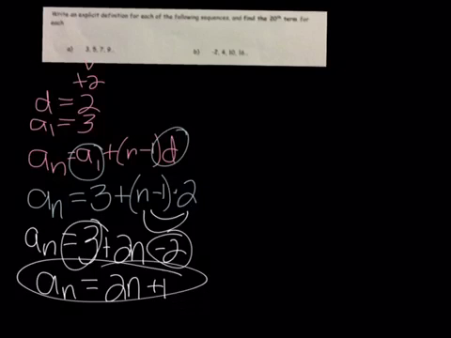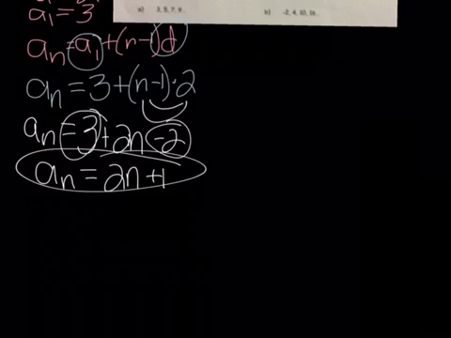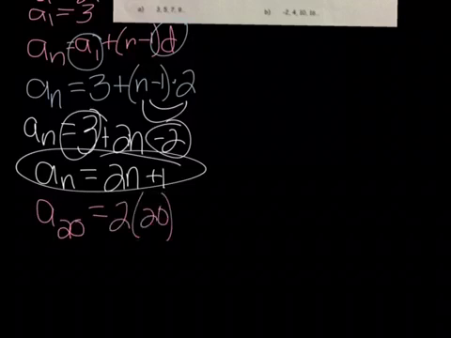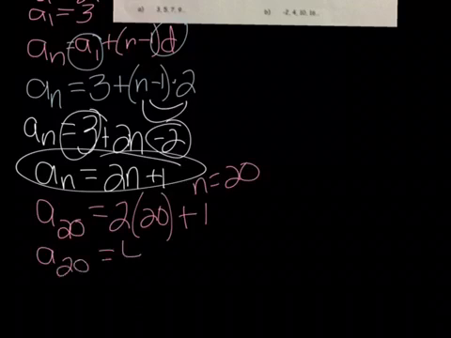Pause if you need to copy anything before I go on to find the 20th term. Finding the 20th term in this is a lot easier than in a recursive sequence, because all I need to know is that n is 20. So if I want to know a sub 20, I'm going to take my sequence formula that I just wrote, and where I see n, I'm going to replace it with 20. And now I can just use a calculator, or do that in my head. 2 times 20 is 40, plus 1. So the 20th term is 41.